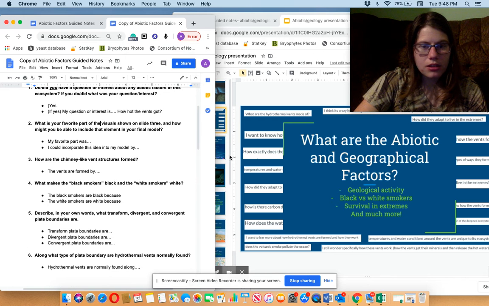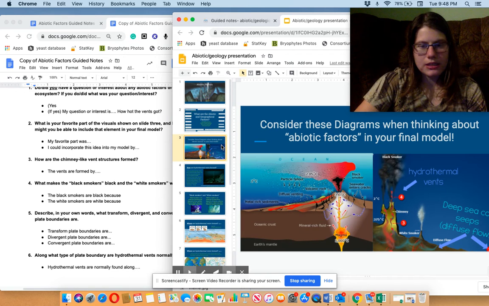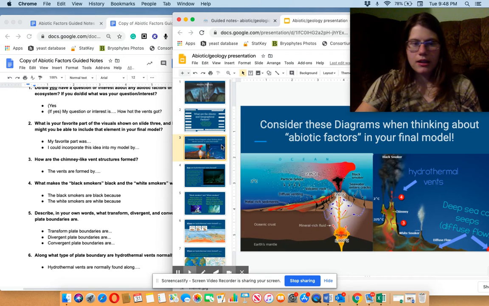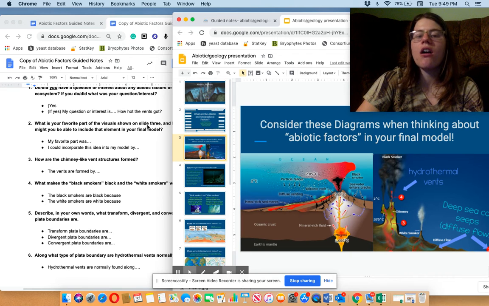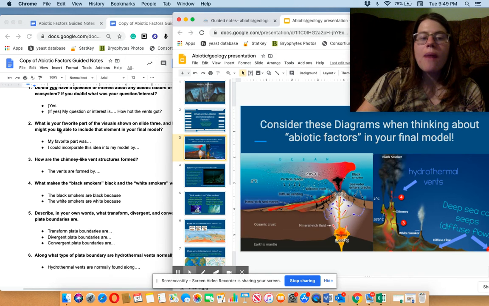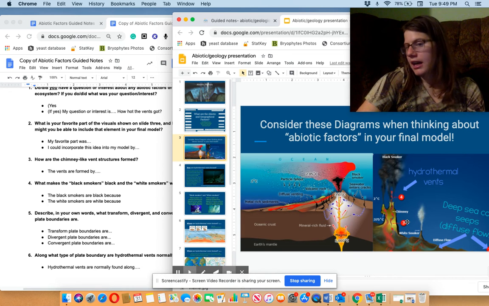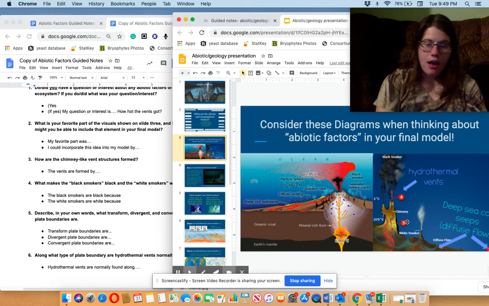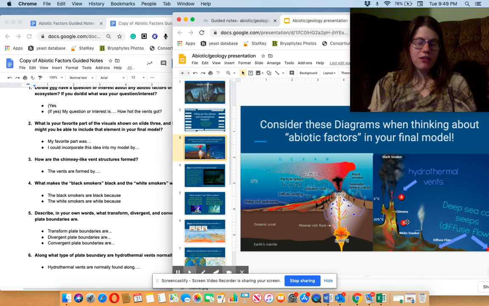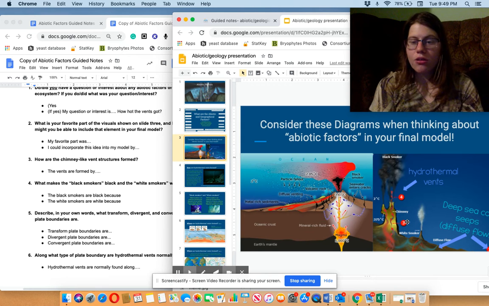Question 2 is interesting. It's a different sort of question. What is your favorite part of the visuals shown here on slide 3? And how might you be able to include that element in your final model? I'm giving you some pictures of models of hydrothermal vents. These just show the abiotic factors. There are no organisms doing anything here. It's a diagram showing how the abiotic factors work, and I would recommend showing abiotic factors in your final model.